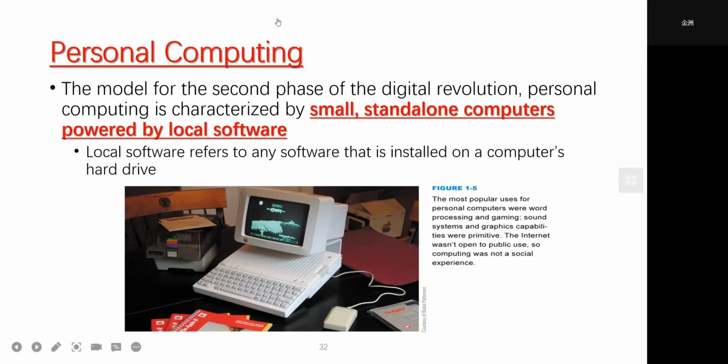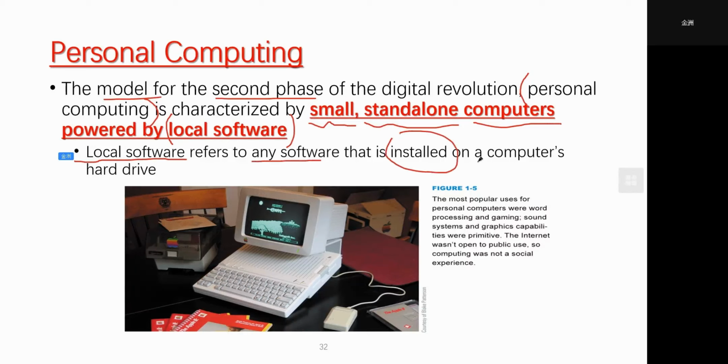Okay. So the second phase of the digital revolution, we call it personal computing. It is characterized by being small, right? This computer is much smaller than the previous one. It is standalone, not connected to the internet. So it is a small standalone computer powered by local software. Local software refers to any software that is installed on the computer's hard drive.